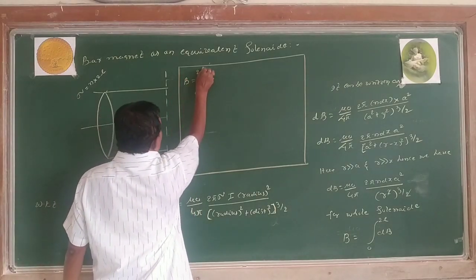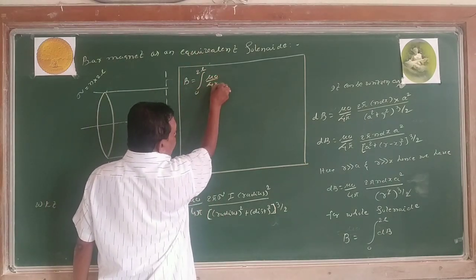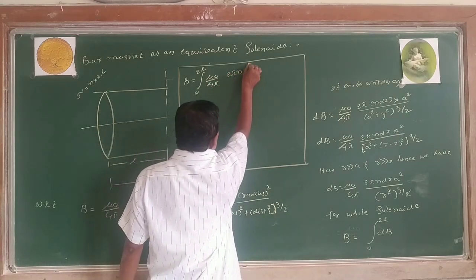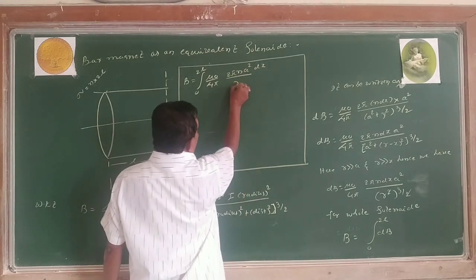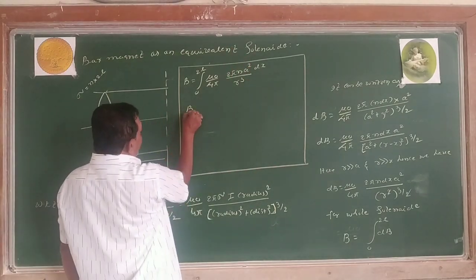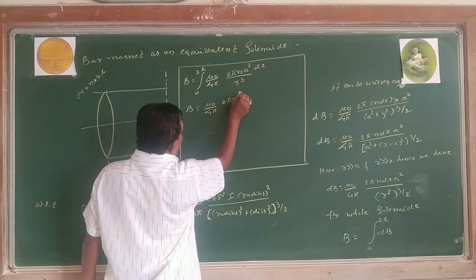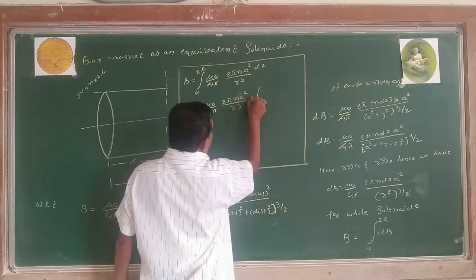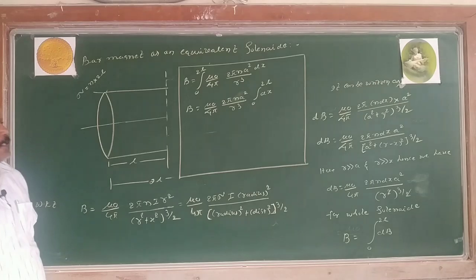0 to 2L. What are the factors? Mu naught divided by 4 pi, 2 pi n a square dx, I write separately, divided by r cube. Right. Take all the constant factors outside: mu naught divided by 4 pi, 2 pi a square n a square divided by r cube, integration of dx from 0 to 2l. Integration of dx equals x. If you substitute the limit, then it becomes what?